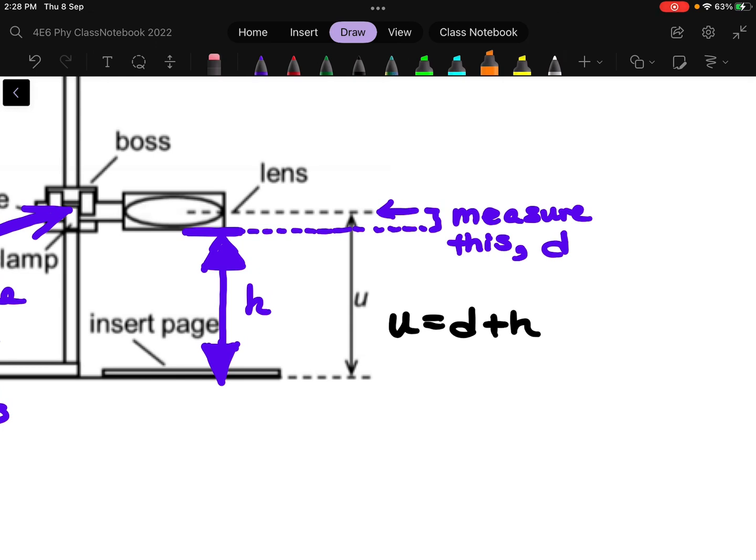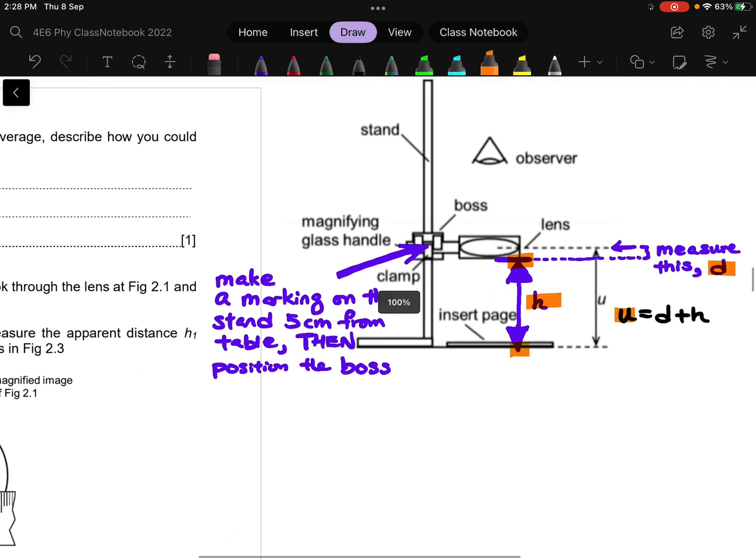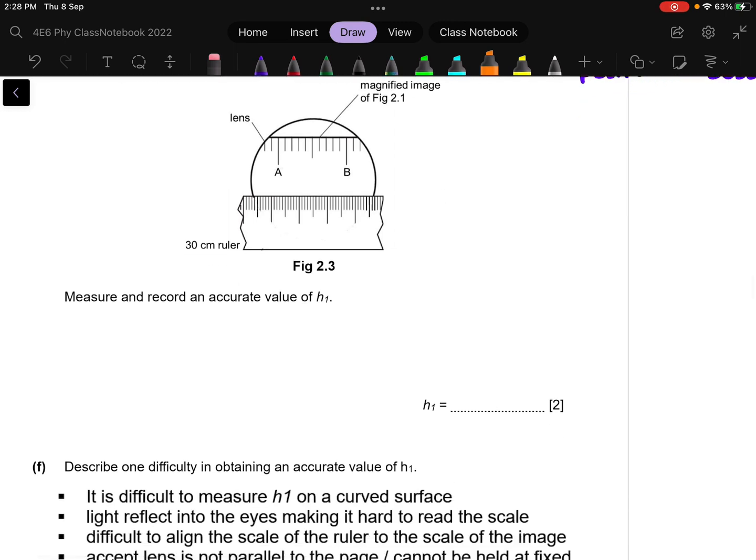One surefire way is, of course, just like the pendulum bob, you can measure half the length, and then you measure the distance between the table and the bottom of the lens, and then you just add D and H up to give you the U. So this is a more lengthy approach, but most of the time it works. If you are not convinced why your answer is wrong, you can always come and see me and then we can discuss.